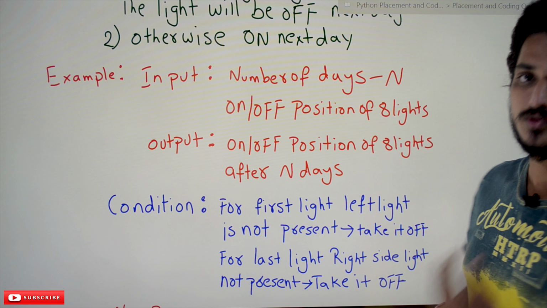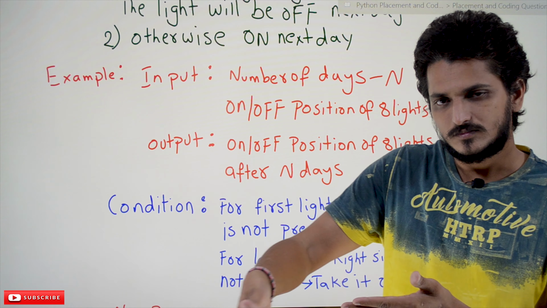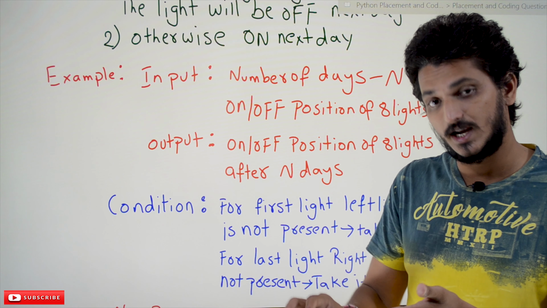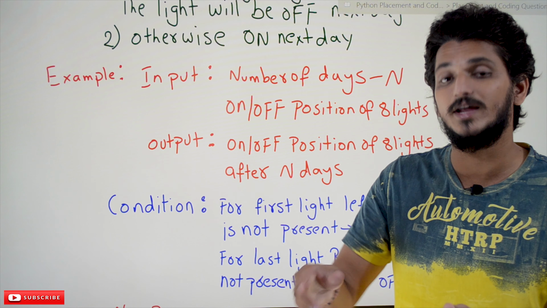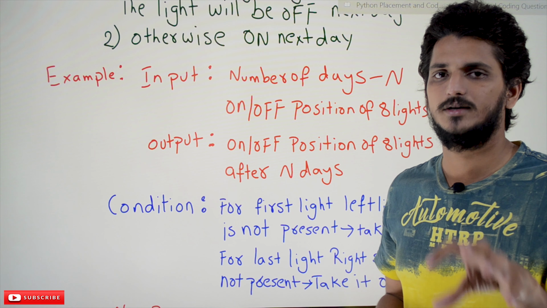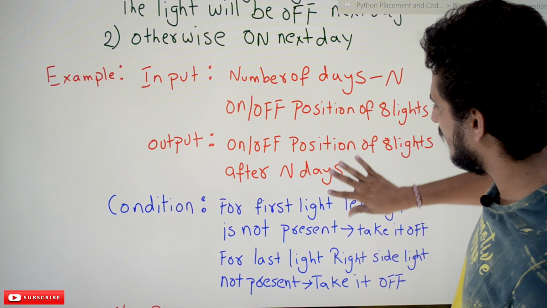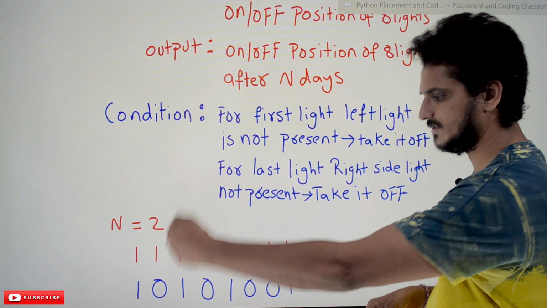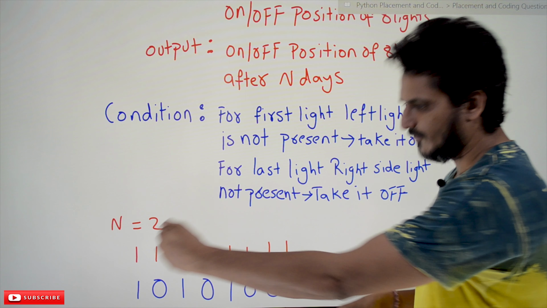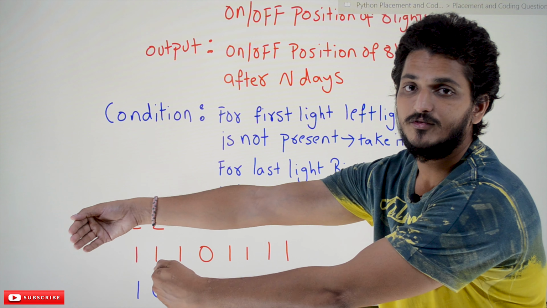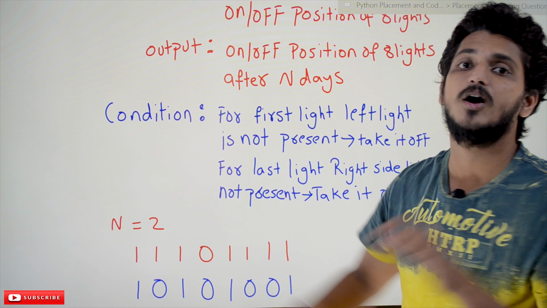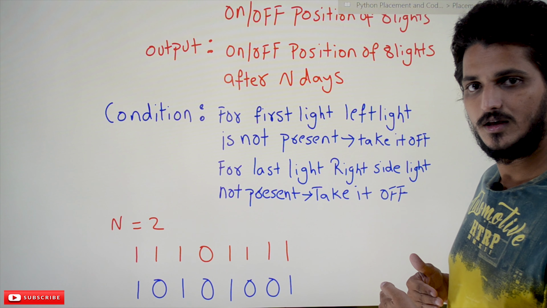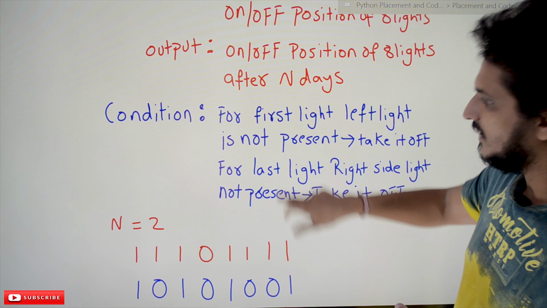Suppose n is equal to 5. After 5 days, whether the first light will be on or off, the second light on or off, the third light on or off: that is what you have to output. One more condition: if you take 8 lights, for the first light the left position light will not be there, so take it as off. For the 8th light the right position light will not be there, so take it as off.